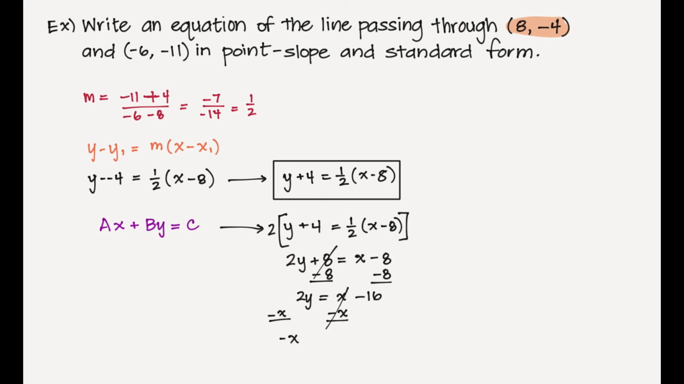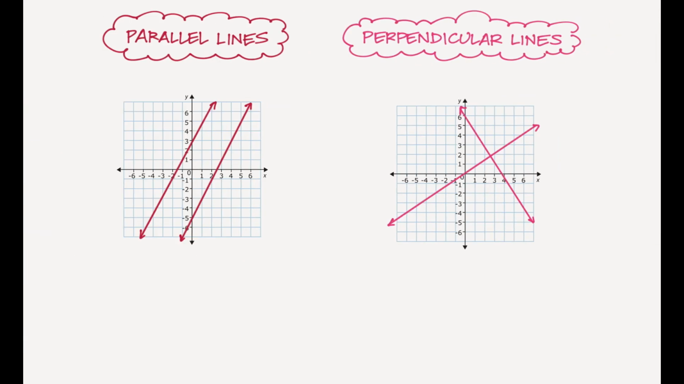And I'm left with negative x plus 2y is equal to negative 16. But remember, we want it to start with a positive value. So when I divide by negative 1, I have x minus 2y is equal to positive 16. All right, so we've gotten pretty good at writing equations in point slope and standard form.